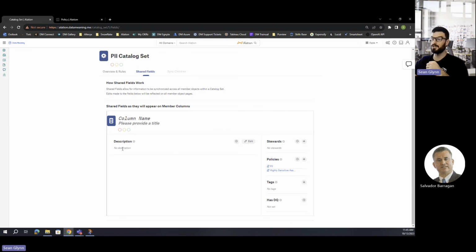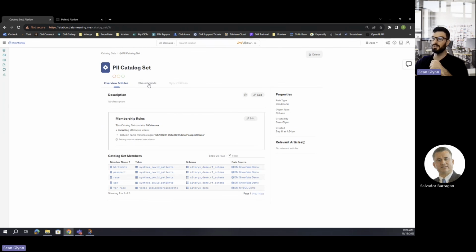So if I wanted to make updates to the description, stewards, right, any of that applies. But in this case, I'm interested in particularly adding those policies. I have that capability to do that here. Once you've set that, immediately what you're going to see back on this overview and rules tab is it's going to populate a list of all of the columns that it found.